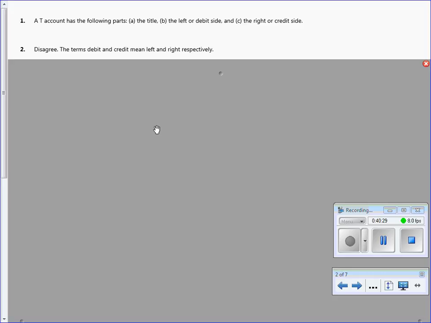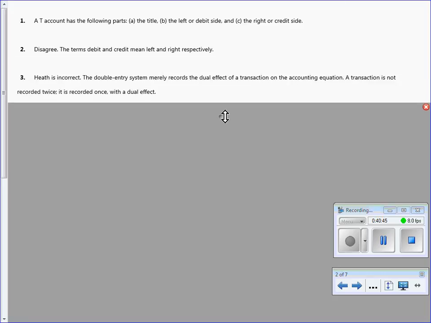Okay. Number 3, Keith Precourt, a fellow student, contends that the double entry system means each transaction must be recorded twice. No. Double entry means you're going to have 1 debit and 1 credit. In a dual manner, it's affecting 2 or more things in the big accounting equation. Double entry accounting simply means it has a dual effect of the transaction on the accounting equation, and you need to have at least 1 debit and 1 credit.